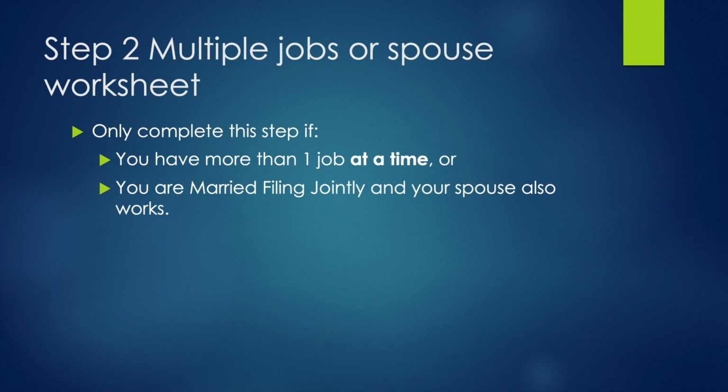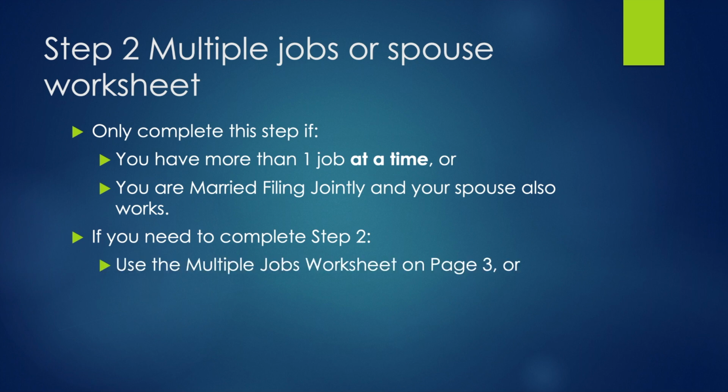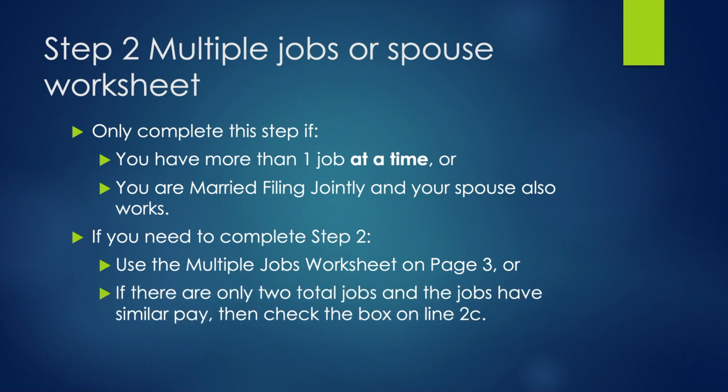Then also, if you need to complete step 2, we're going to use the multiple jobs worksheet that's on page 3 of the IRS's forms, or, this is important, if there are only 2 jobs total and the jobs have similar pay, then you're going to check the box on line 2C.